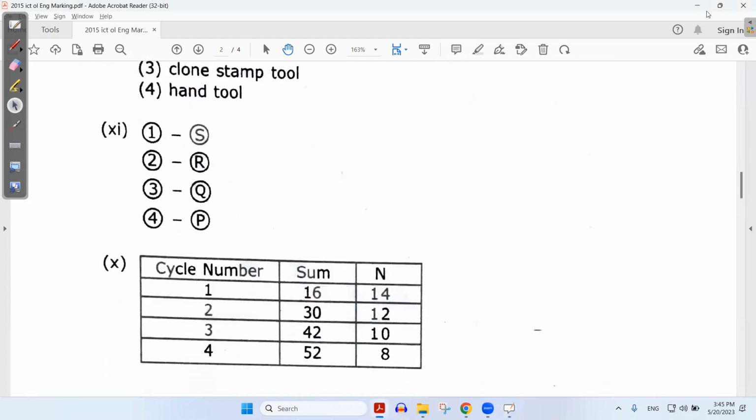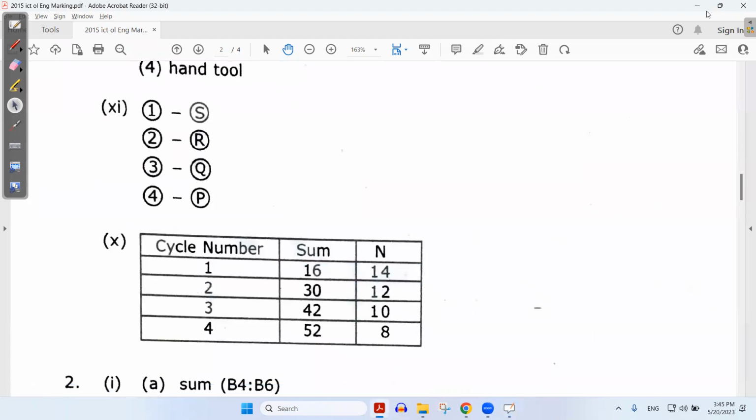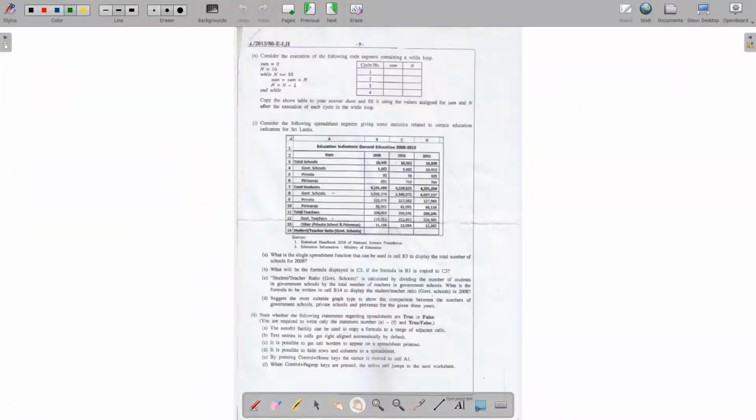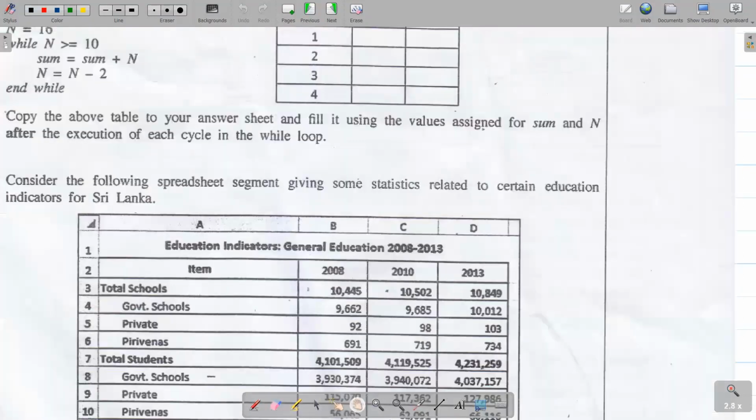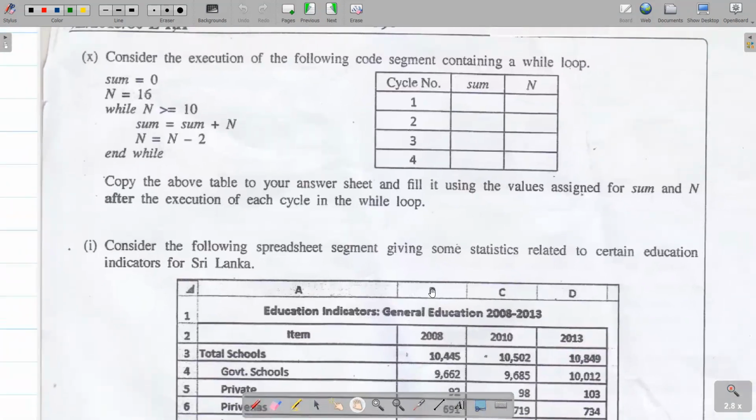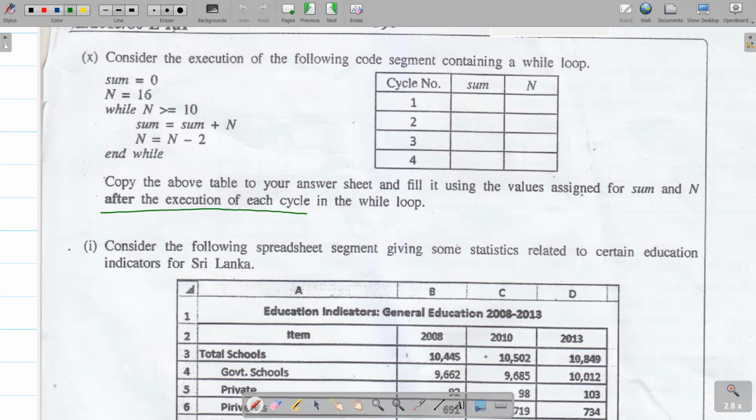And the final one, this is also regarding some cycle number of the hand tracing part. They consider the execution of the following code segment containing a while loop. It says copy the above table to your answer sheet and fill it using the values assigned for sum and n after the execution of each cycle. Now this is important: after execution of each cycle.